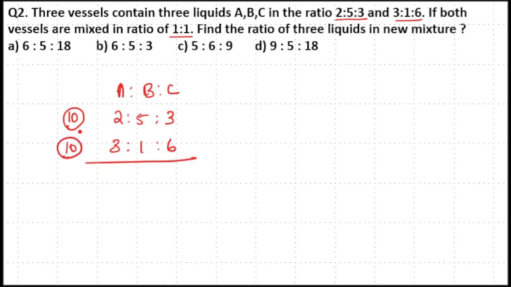Since both the parts are equal and the vessels are mixed in ratio of 1:1, that means multiply both the ratios with 1. Since both the parts are equal, you can directly add the ratios together to obtain the ratio in the new mixture. 2 plus 3 is equal to 5. 5 plus 1 is equal to 6. 6 plus 3 is equal to 9. So 5:6:9. Option C is your answer.